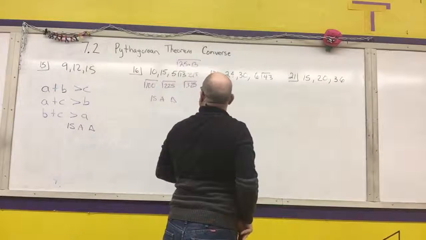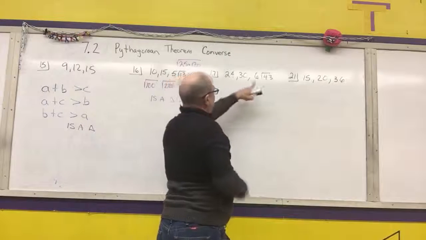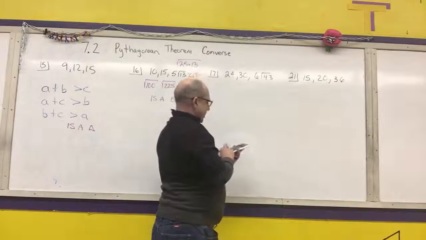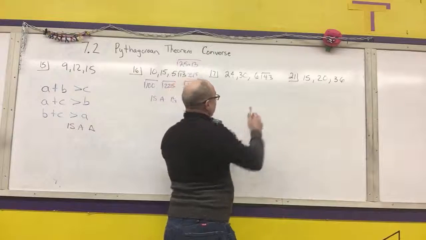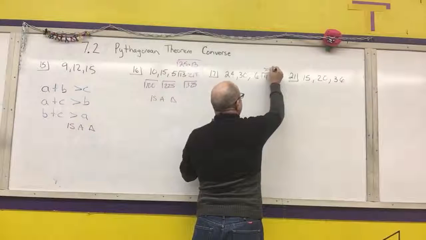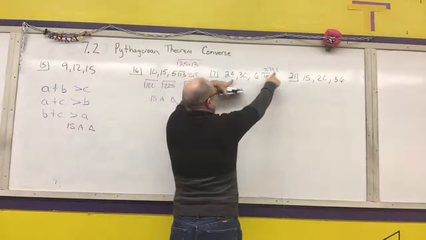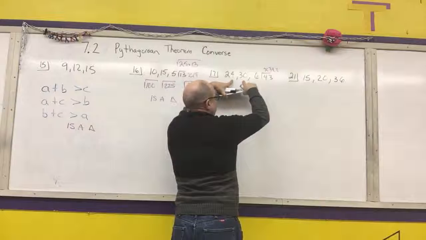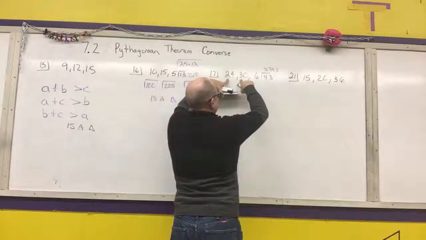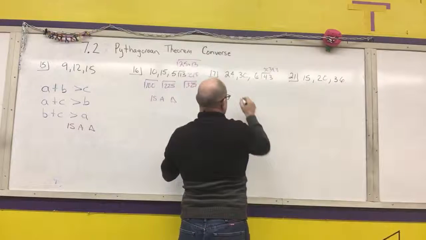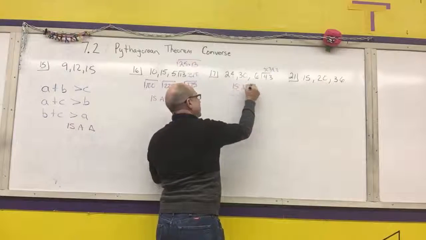Next one. Again, let's see what 6 root 43 is as a decimal. 6 root 43 is approximately 39.3. 24 plus 39.3 is greater than 30, yes. 69.3 is greater than 24, yes. And 54 is greater than 39.3, yes. So this one is a triangle.